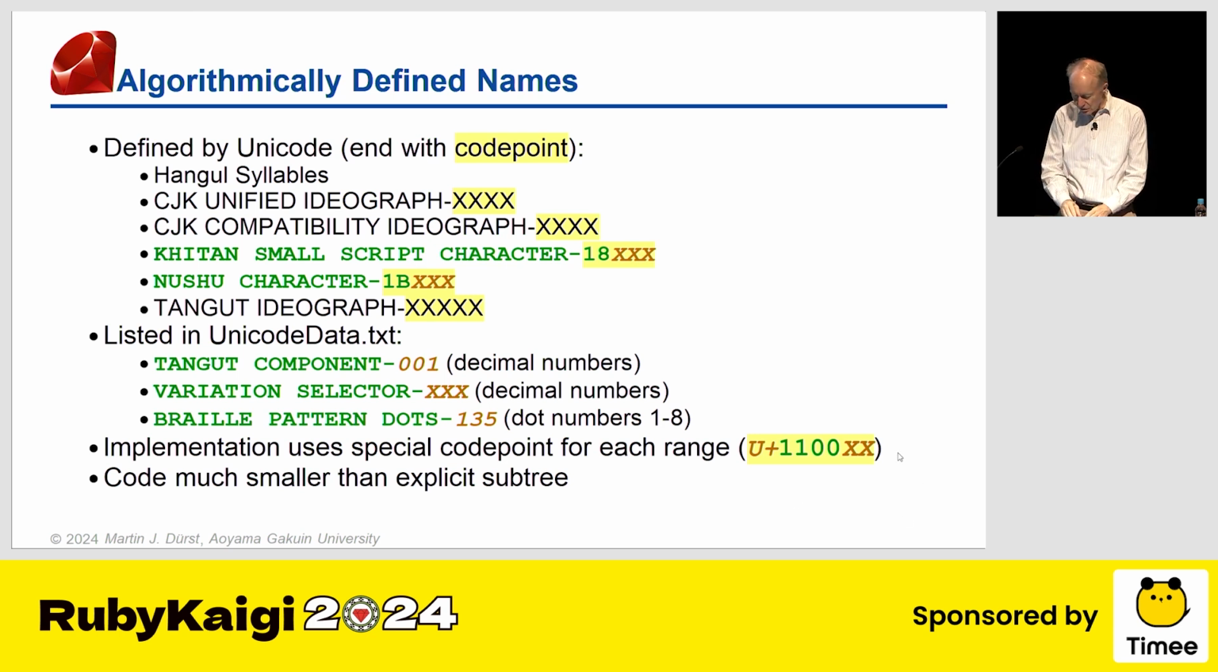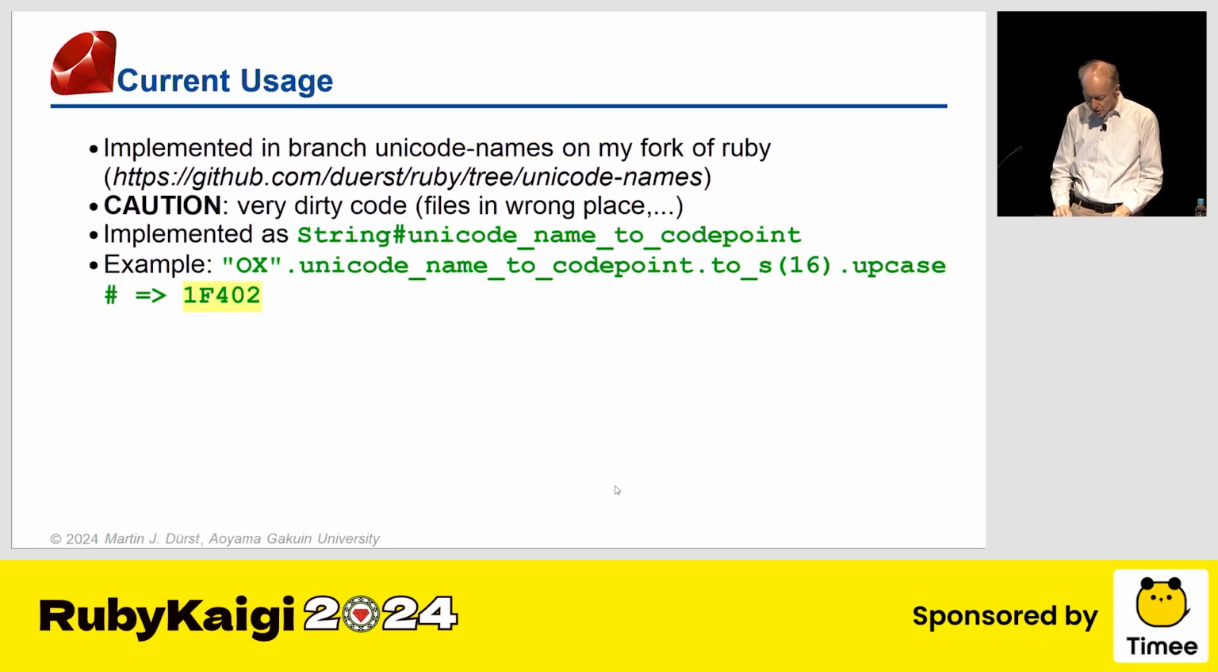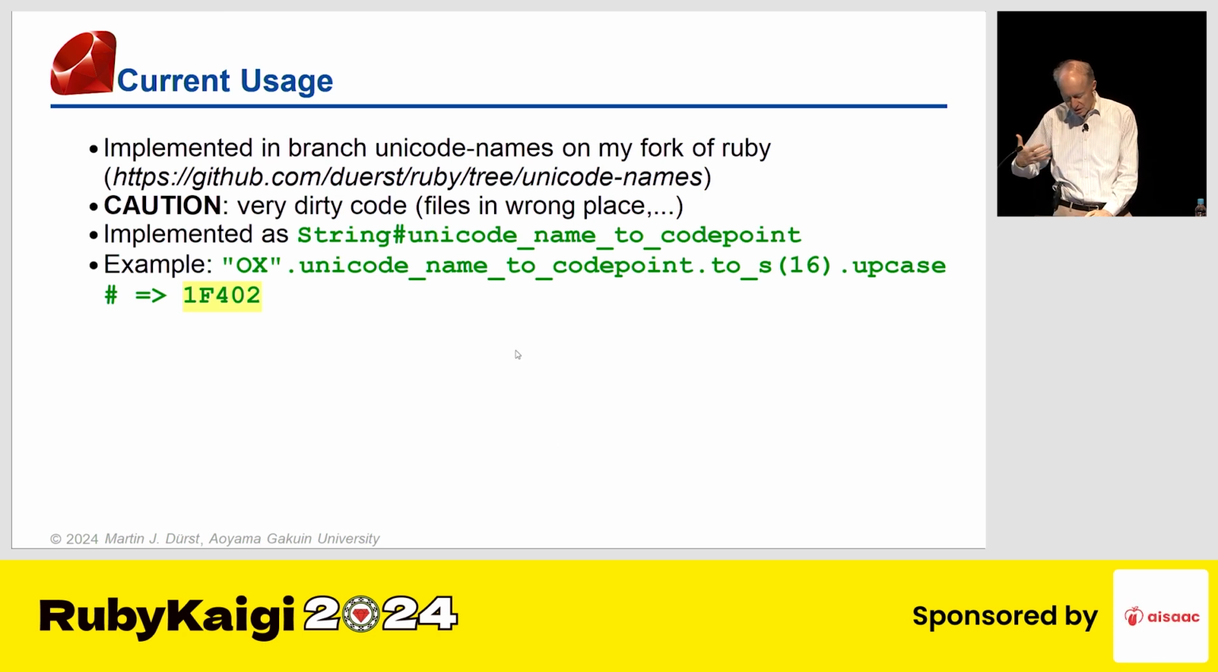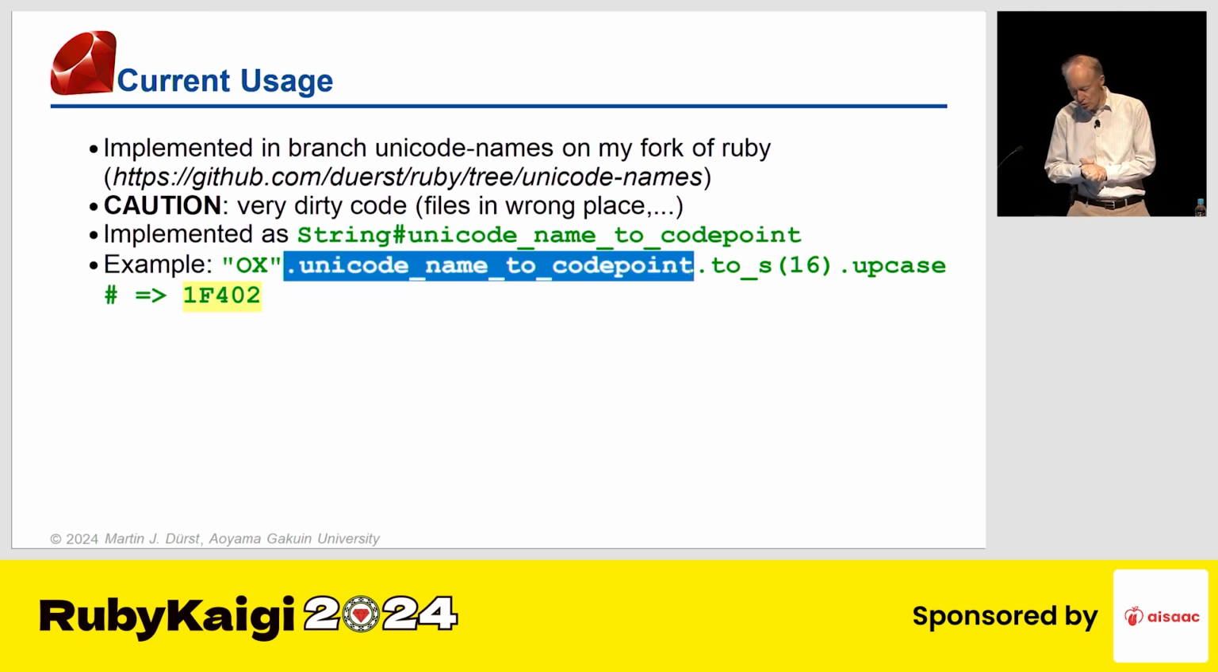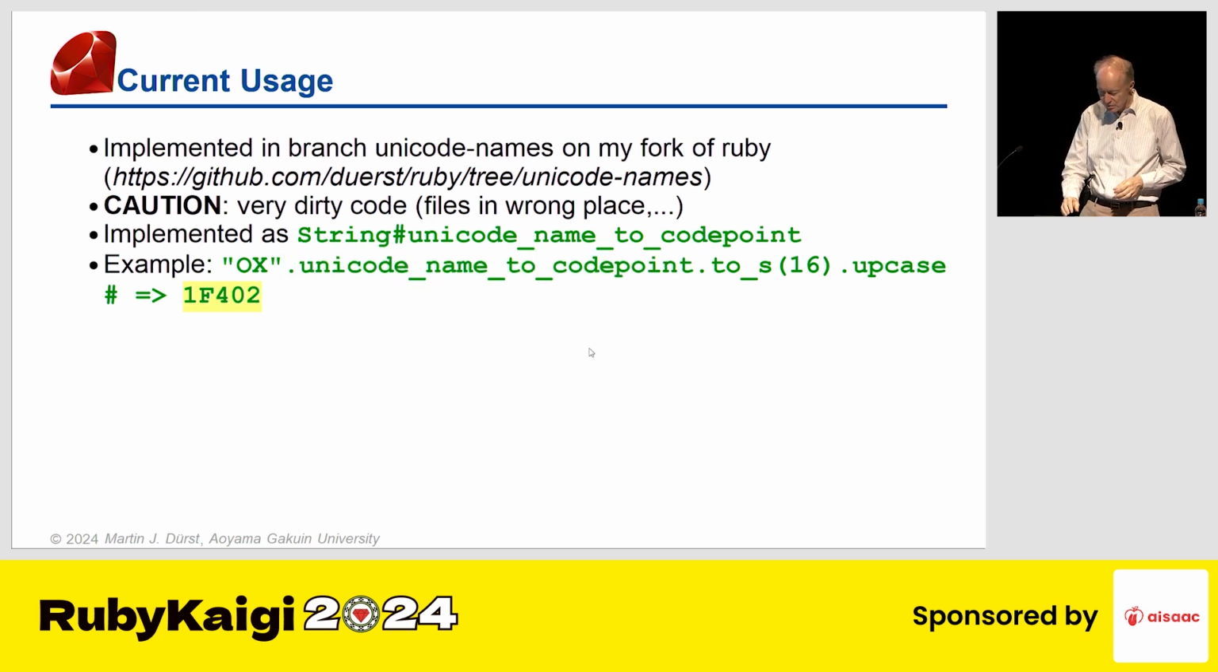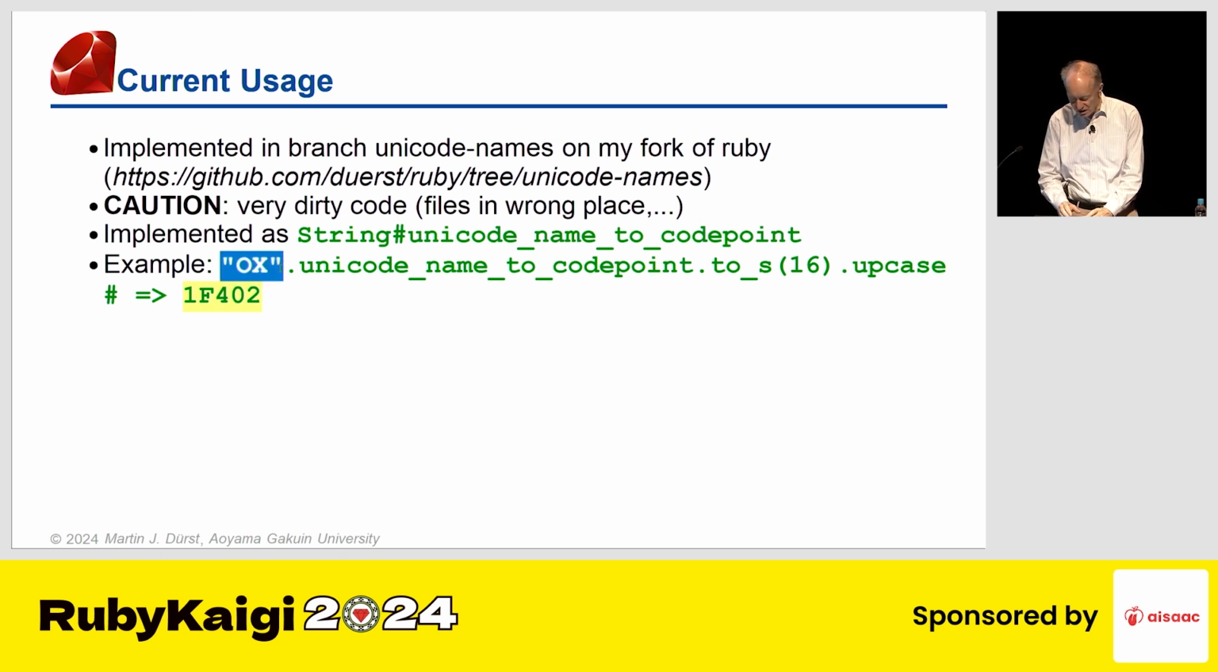And what we do is we use a special code point for each range, and then that creates a much smaller trie; we don't need a lot of subtrees there. Okay, current usage. I didn't manage to put this into regular expressions, but I added a method to the string class for Unicode name to code point. And so you can actually use it that way. This is a very short name here.